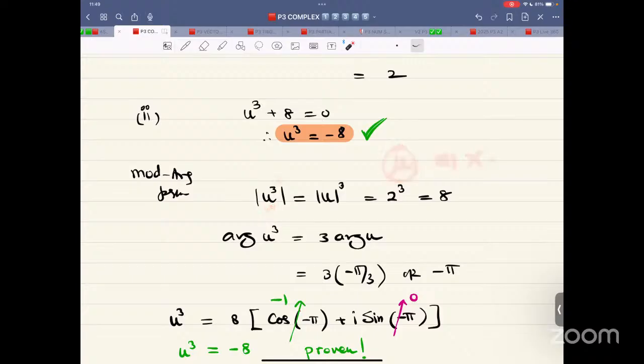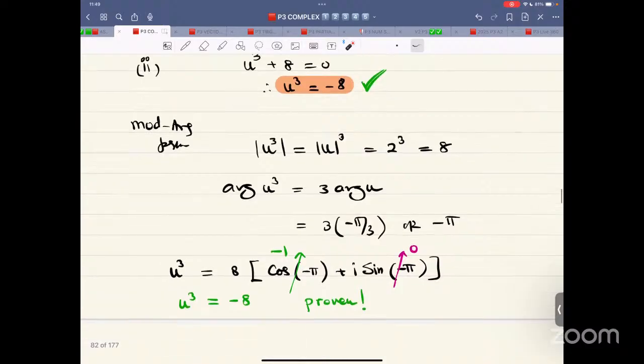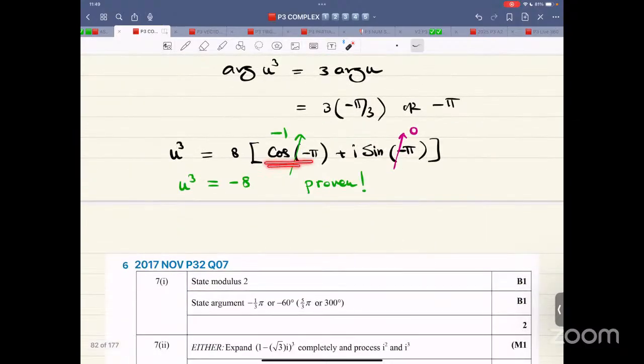So this is not m1, this is u. U cube modulus is the same thing as u modulus cube, which comes out to be 8. Argument of u cube is 3 times argument of u, 3 times negative pi by 3, negative pi. When I write it in the modulus argument form, sine of negative 180 based upon the curve is 0.